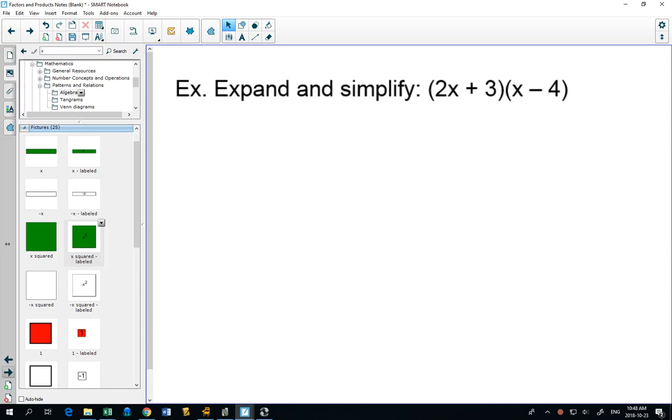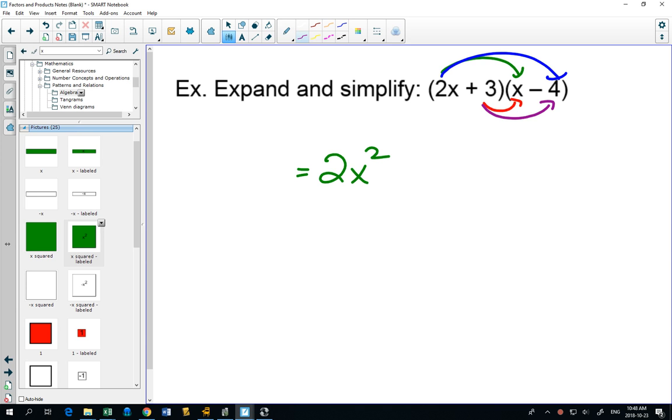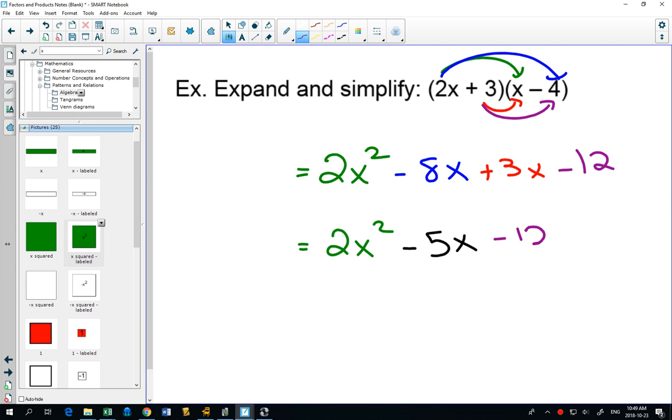So we've done that one, that one. Is this the next one? Same colors. 2x squared minus 8x plus 3x minus 12 equals 2x squared minus 5x minus 12. How is foiling going? Not bad? Okay.